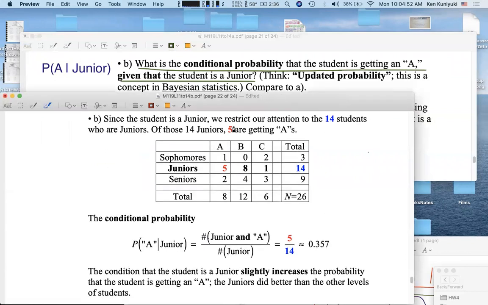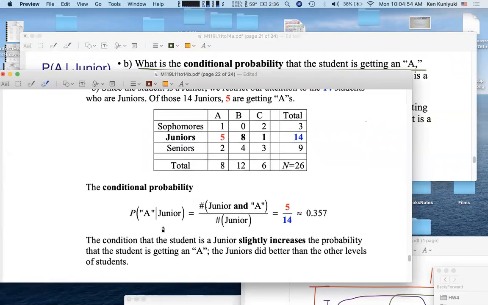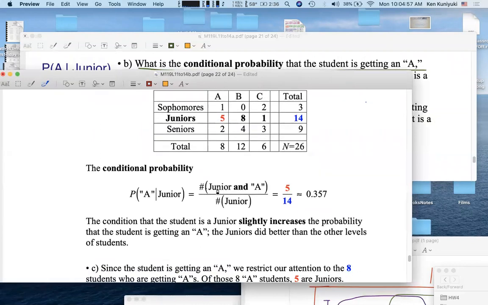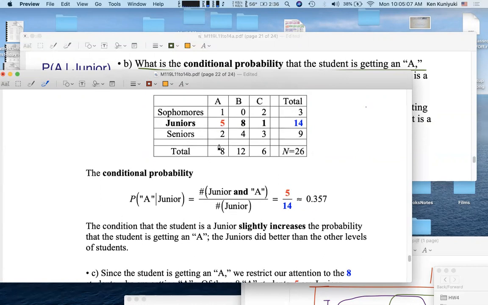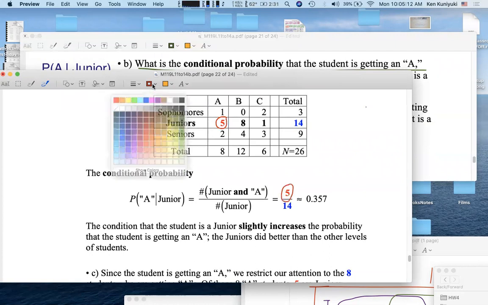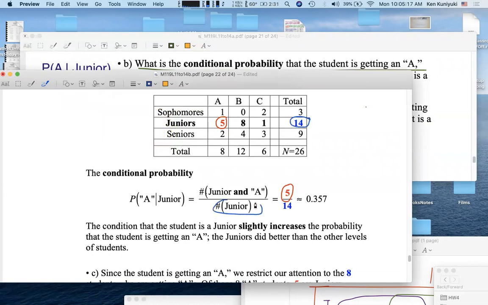Well, from the formula, the probability of A given junior is equal to the number who are both juniors and getting A's over the number of students who satisfy the condition, here being a junior. On the top, the number of juniors getting A's is 5. On the bottom, the total number of juniors in the class is 14. So the updated probability that the student is getting an A, given that the student is a junior, is 5 over 14, or about 36%.